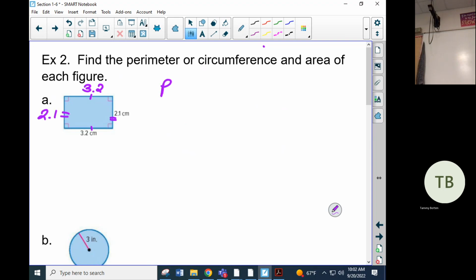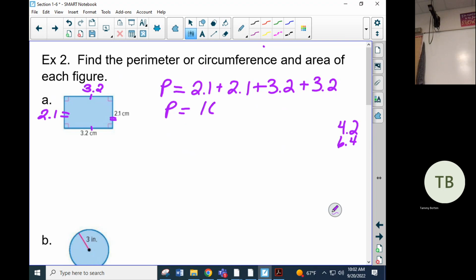So our perimeter then would just be adding those four together. So that would just be 2.1 plus 2.1 plus 3.2 plus 3.2. And when you add that together, you get 4.2 plus 6.4, which would be 10.6, and that's centimeters. Okay, so I do want to see that work.